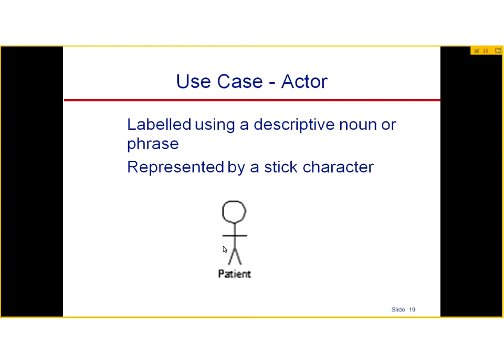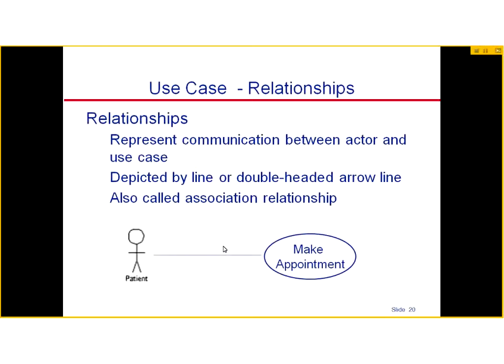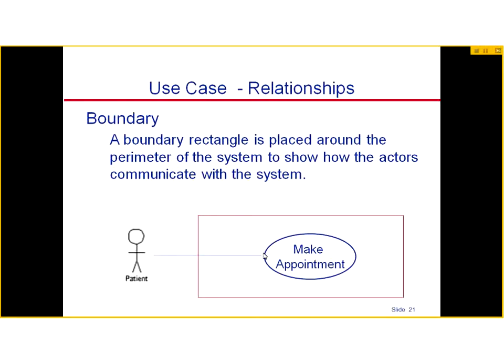Use case actors are labeled using a descriptive noun or phrase represented by a stick actor, and the relationships represent communication. It is depicted sometimes by a single plain line, or a double-headed arrow line, which is called the association relationship. So in this figure, we are representing it with a single line, but it can be an arrowed line as well. So we are writing it in this way.